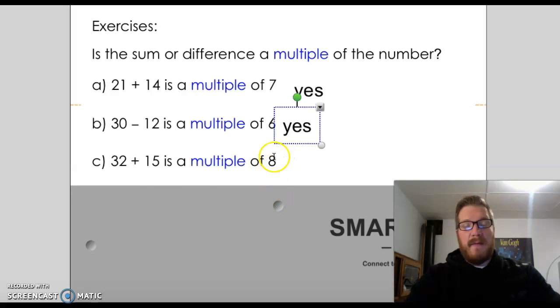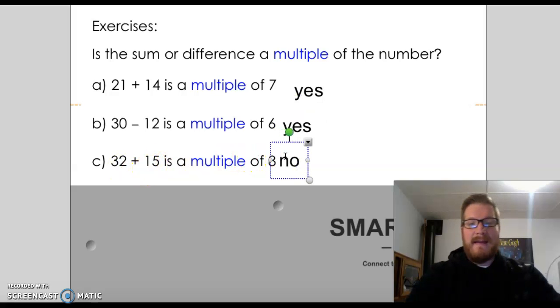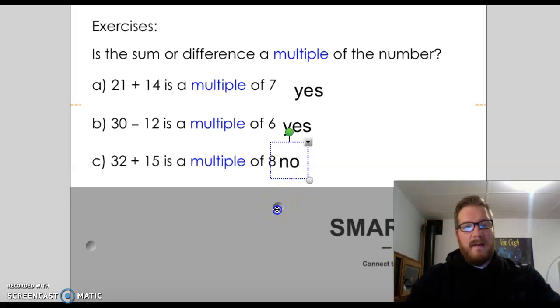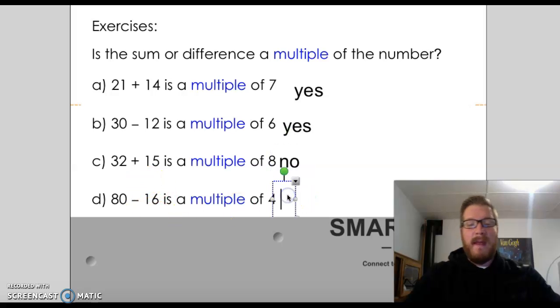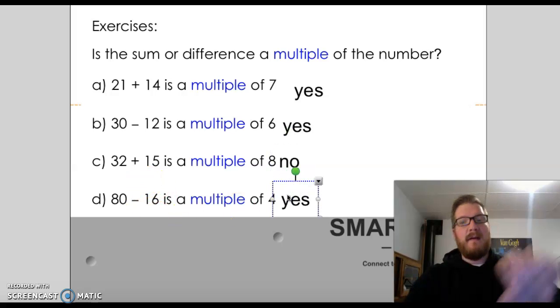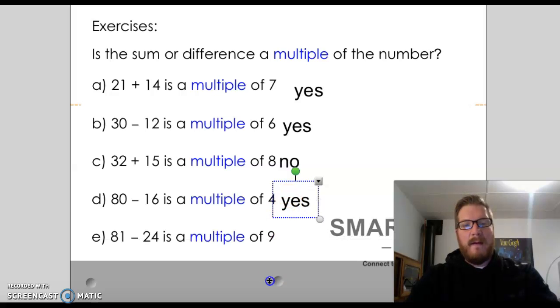Now, trying to find multiples of 8. I know that 32 is a multiple of 8, but 15 is actually not a multiple of 8. So that addition is not going to give me a multiple of 8. And then a couple more. Here's a subtraction question. We're trying to find multiples of 4. Again, I know that 80 is a multiple of 4, and I know that 16 is a multiple of 4. And so when I do the subtraction, I'm going to get a third multiple of 4. And then lastly, 81 and 24.